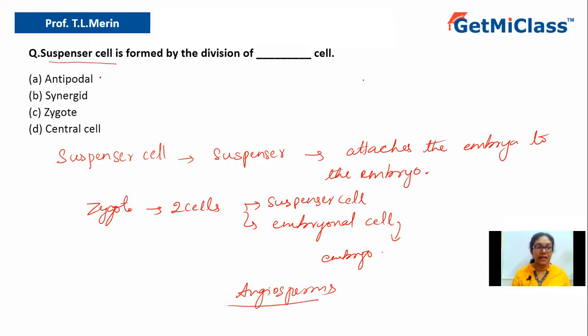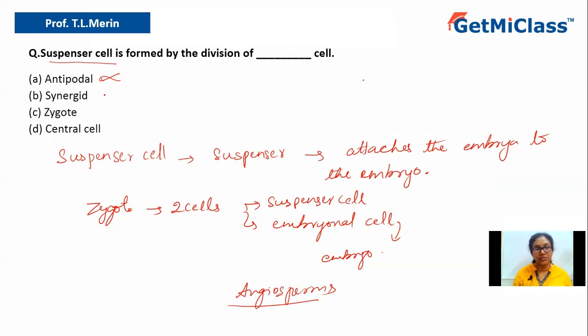Option A says antipodal. Antipodal cells don't divide to form suspensor cell, and these are again haploid cells which are formed by the division of the megaspores. The functional megaspore is the one which will give rise to antipodal, synergids, egg, etc. So antipodal does not play a role in the formation of suspensor cell. So it is ruled out.